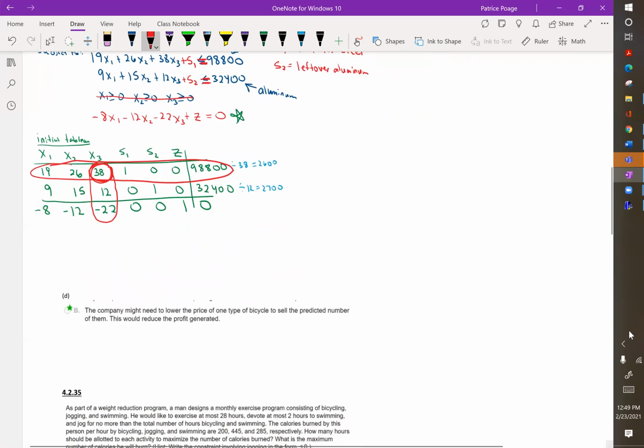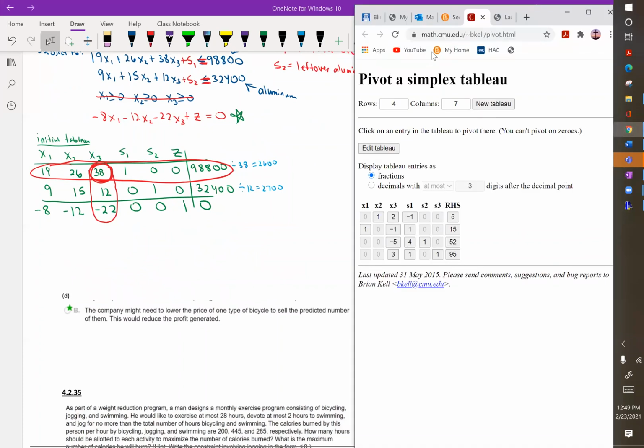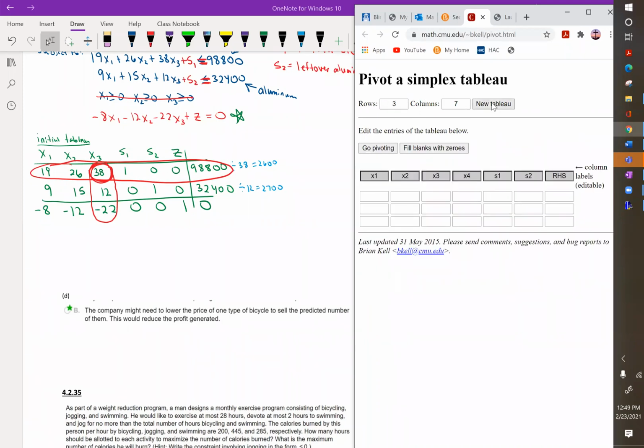As soon as you are ready to pivot, you're going to want to go straight to that tab. And this is going to be 3 rows by 7 columns, and then click New Tableau. All right. Stop me if you have questions. I'm going to type in all my numbers. Let me know if you have questions.